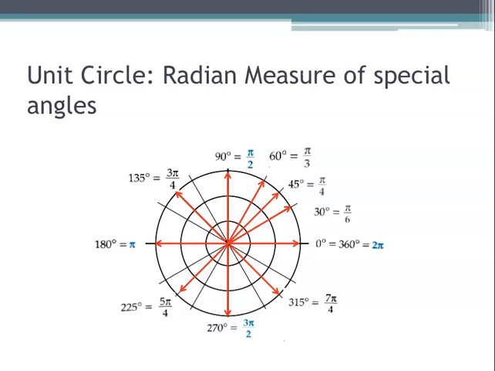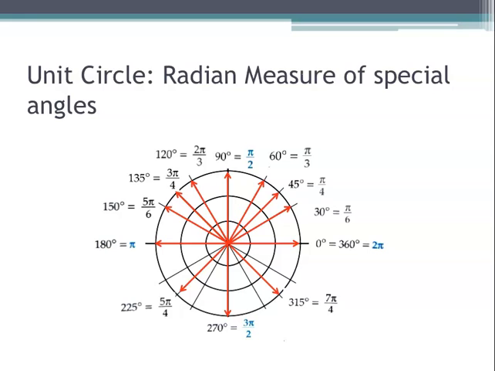Okay, and then we're going to continue this and do 30 degrees past 90, 60 degrees past 90, and so on. So 30 degrees past 90, that's 120 degrees, that's 2 pi over 3. Another 30 degrees takes us to 150 degrees, which is 5 pi over 6.